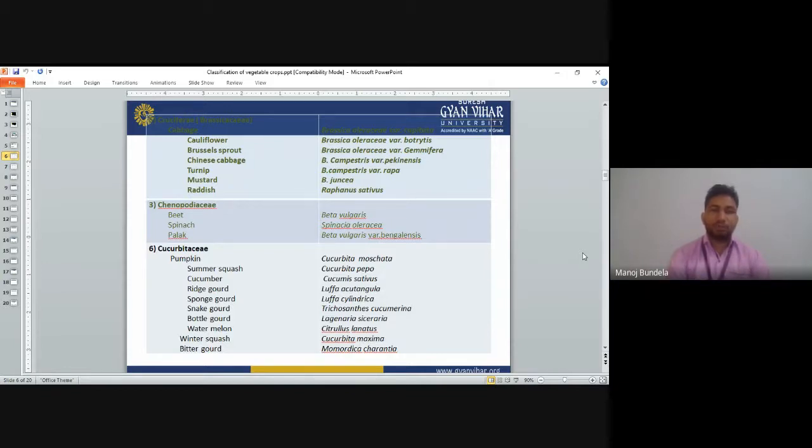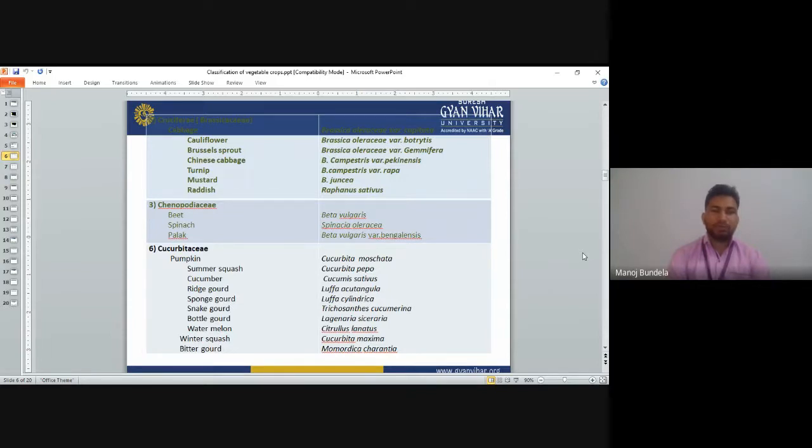Next is the Chenopodiaceae family. In Chenopodiaceae, the first one is beet. The scientific name is Beta vulgaris. You can say it's beetroot, Beta vulgaris. Second one is spinach. The scientific name is Spinacia oleracea. Third one is palak, Beta vulgaris variety bengalensis. Palak, scientific name Beta vulgaris variety bengalensis.